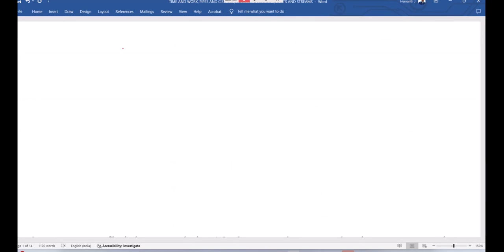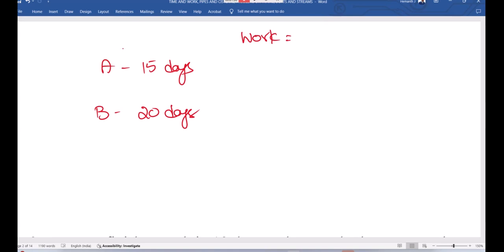Like A alone can complete the work in 15 days, B alone 20 days. Now we can fix the work. Work is not given. Work will be like 60 pages. A is typing 4 pages per day. B is typing 3 pages per day.